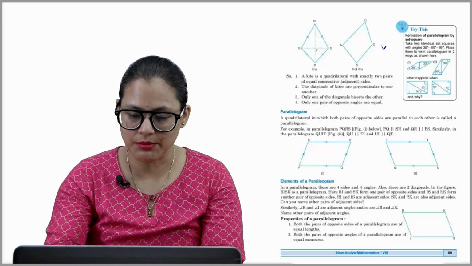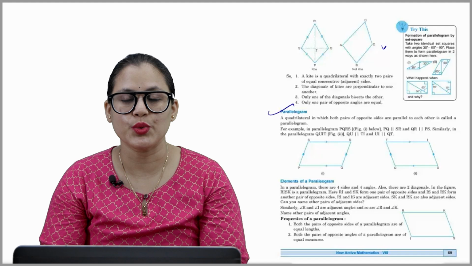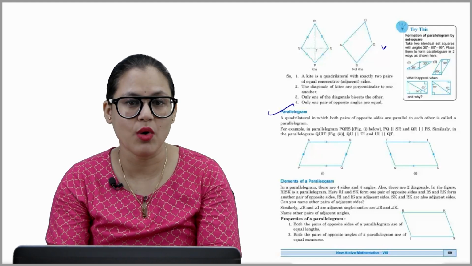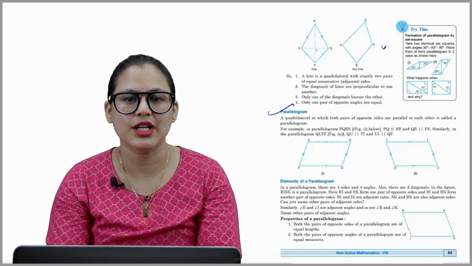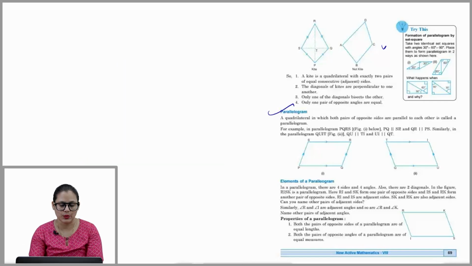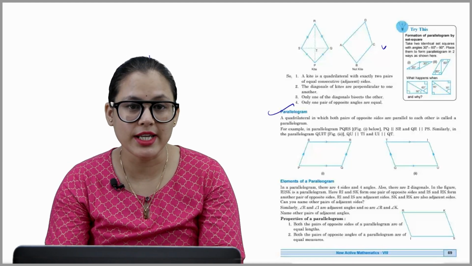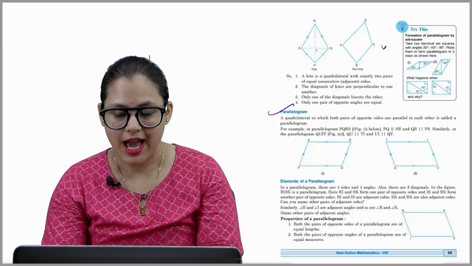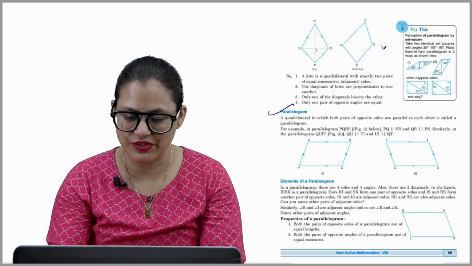Okay, now let's learn about parallelogram. A quadrilateral in which both pairs of opposite sides are parallel to each other is called a parallelogram. For example, in parallelogram PQRS, PQ is parallel to SR and QR is parallel to PS. This is the sign of parallel. Similarly, in parallelogram QUIT, QU is parallel to TI and UI is parallel to QT, right?